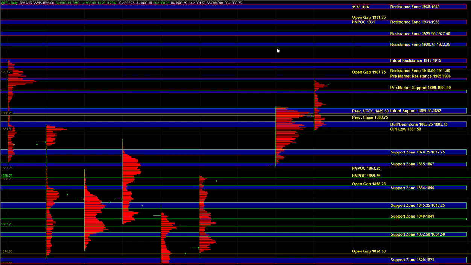So heading into the open, we know that the buy side is dominant, and holding above 1899 to 1900 half would confirm the buyers in firm control, and it can lead to a continuation move up to the 1910 half to 11 half and 1913 to 15. So those are the primary upside objectives.